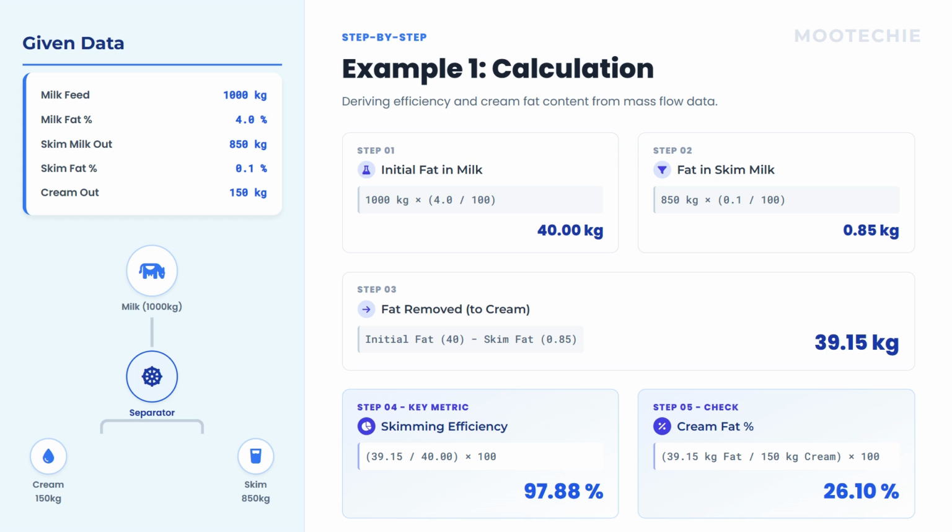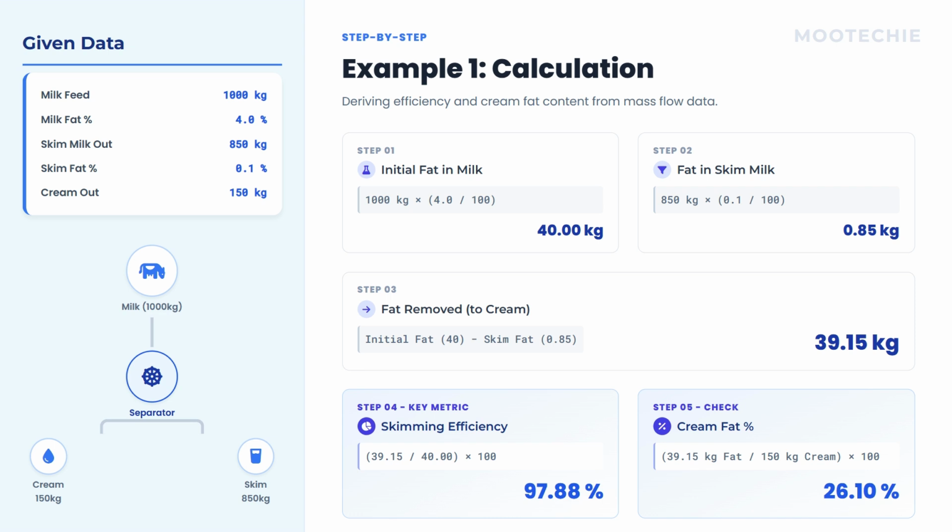Let's walk through this step by step. This is example 1, where we derive efficiency and cream fat content from mass flow data. Step 1. Calculate the initial fat in the milk. That's 1,000 kilograms times 4%. This gives us exactly 40 kilograms of fat to start with.